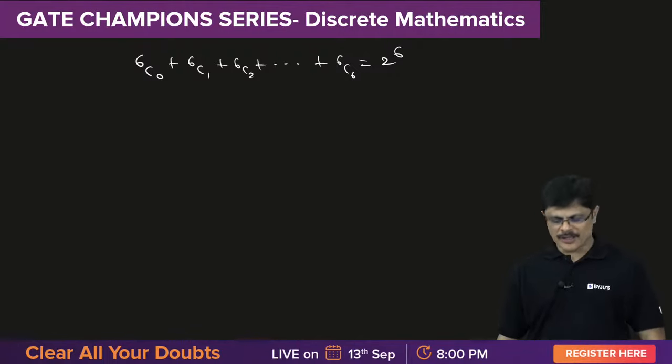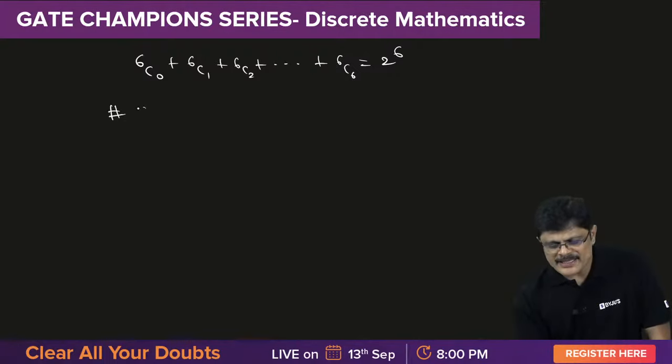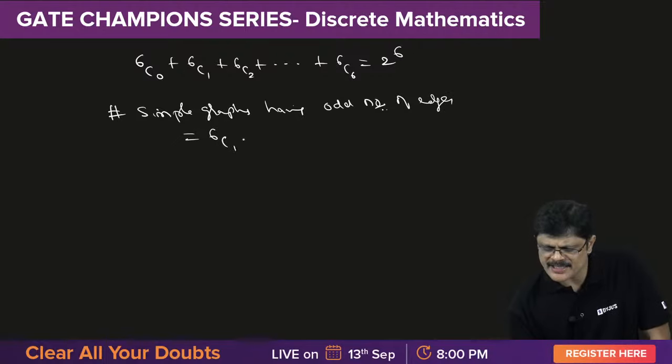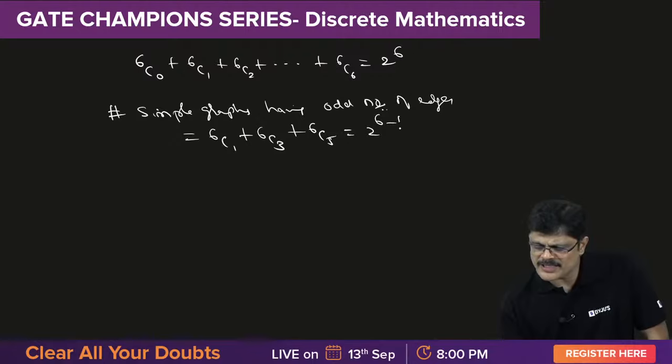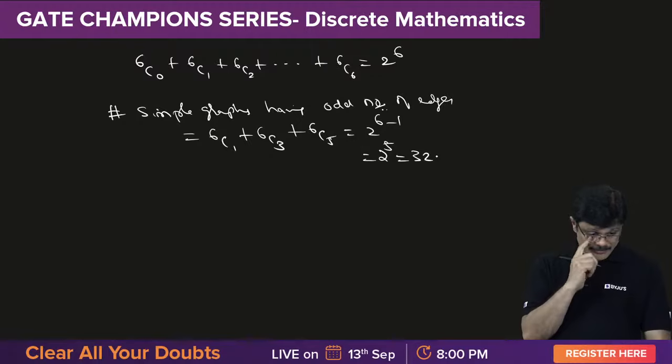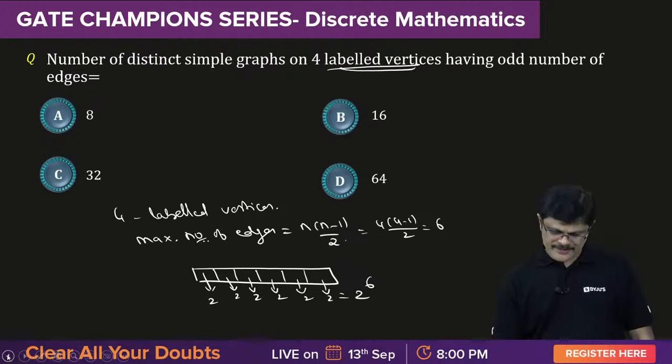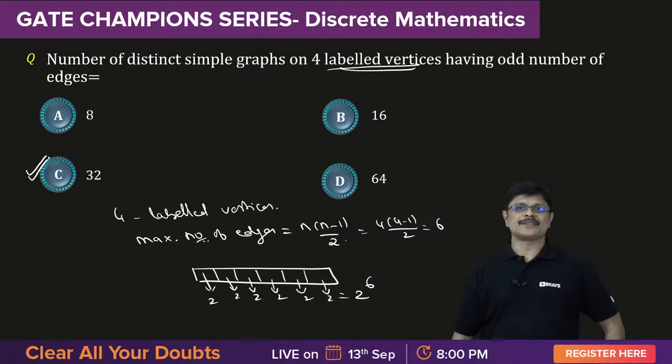Very good, Prajwal, very good. So he is asking the number of simple graphs having an odd number of edges. So when you want an odd number of edges, it is 6C1 plus 6C3 plus 6C5, which is nothing but 2 power 6 minus 1, which is 2 power 5, that is 32, my dear friends. So the answer is 32. Half of them will be even and half of them will be odd. You can do that also, yes. So 32 is the right answer for this, my dear friends.